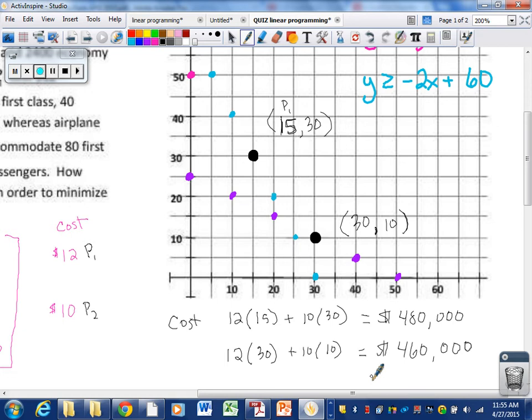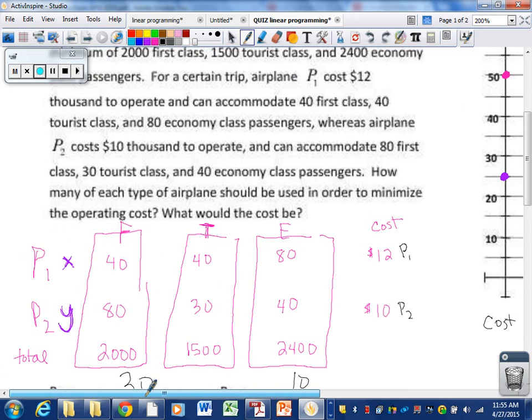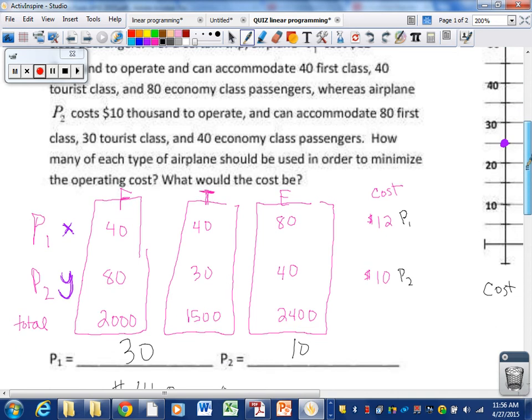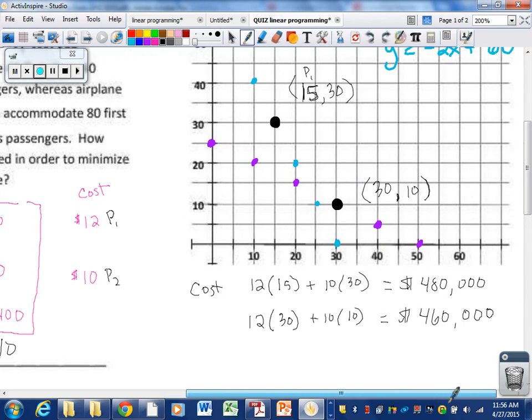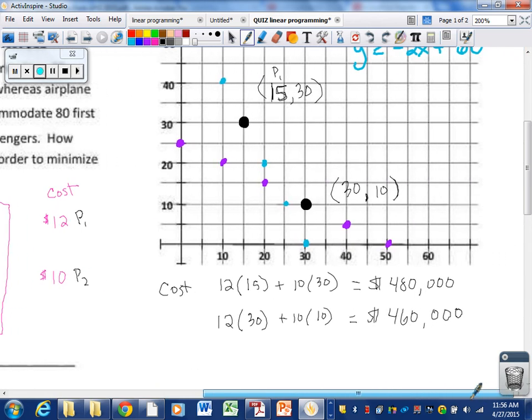So this is one of the more extreme ones where we have three different attributes to each of our two items, or your two variables: first class, tourist, and economy class. You get equations from each of those three things, and then you solve them for y and graph them. Yes, it's quite a lot of algebra to do, but it is an algebra class, so that's what you should expect.